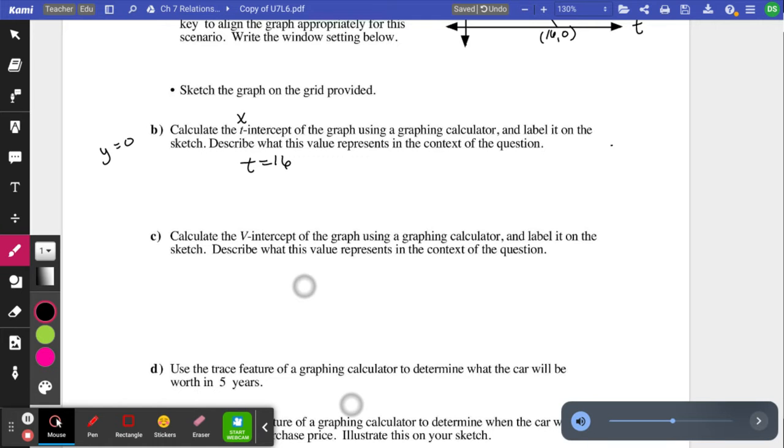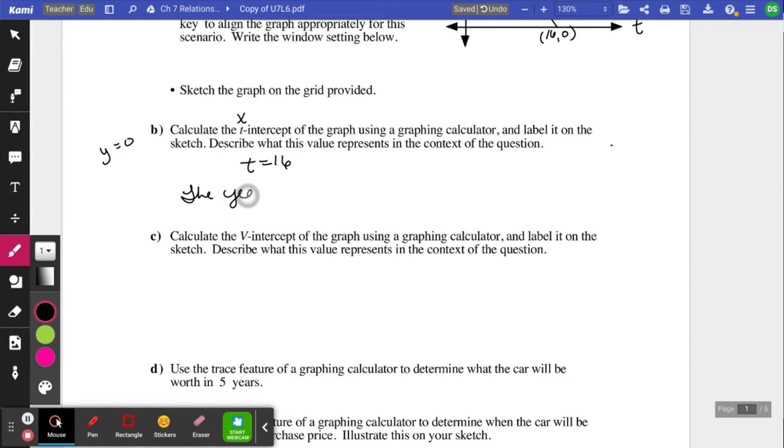The years. The years for what? Until the car has no value. Make sure you tell me what the 16 and what the 0 mean, right? So the 16 years until the car has no value.